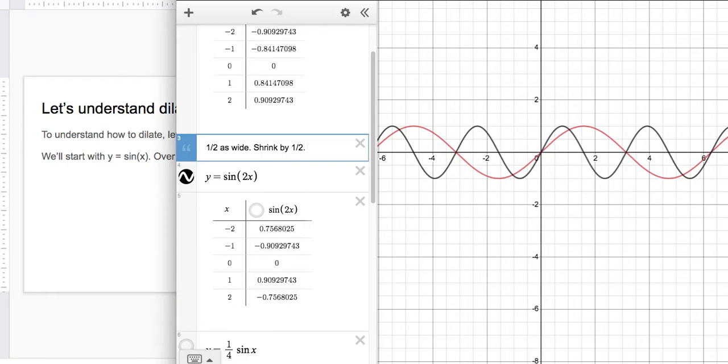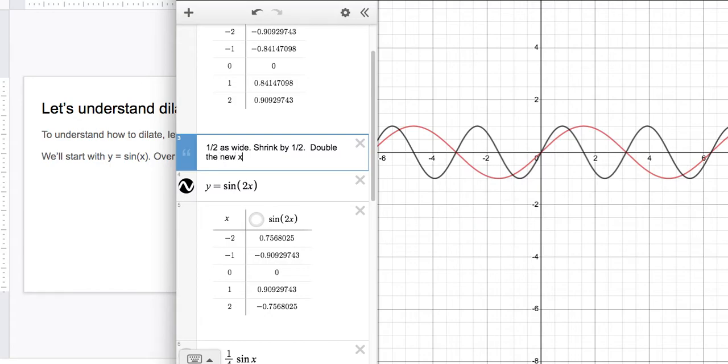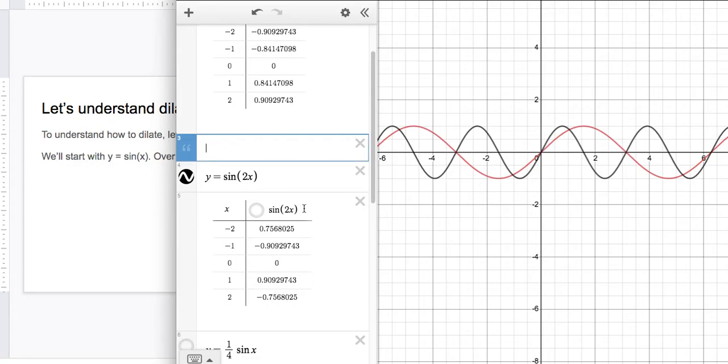But when we look, we say, what do I have to do to the original x's to get to the same values I had before? Well, here, an x of negative 1 got me my y of negative 0.9. Up here, it's an x of negative 2 that got me that same y value. So to get from the new to the old, I have to double the new x. Oh, double the new x. Okay, that makes sense.